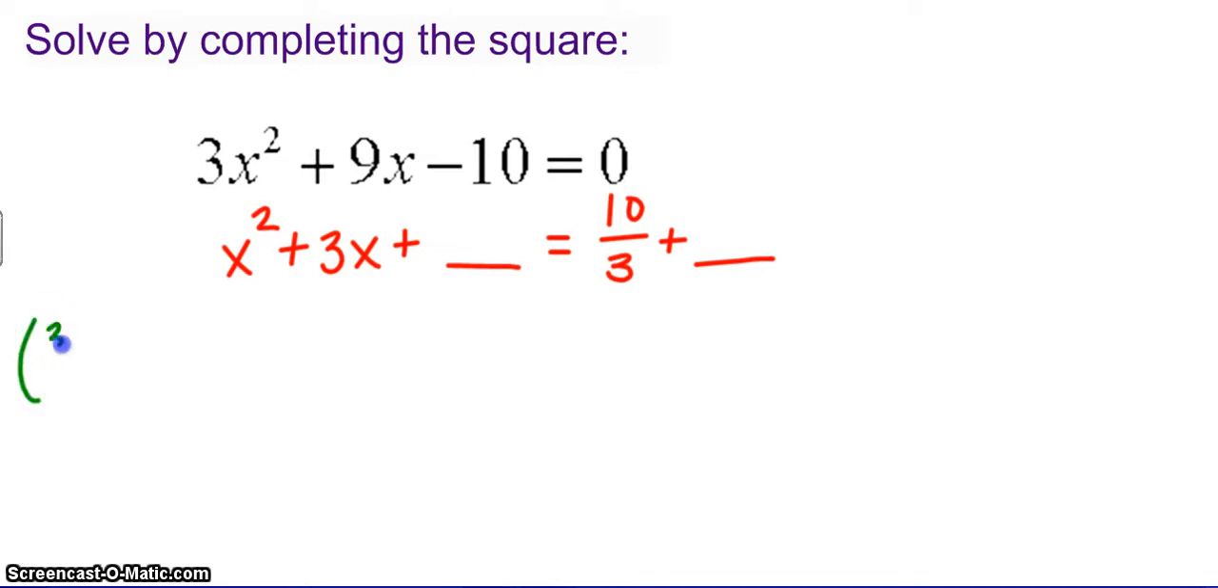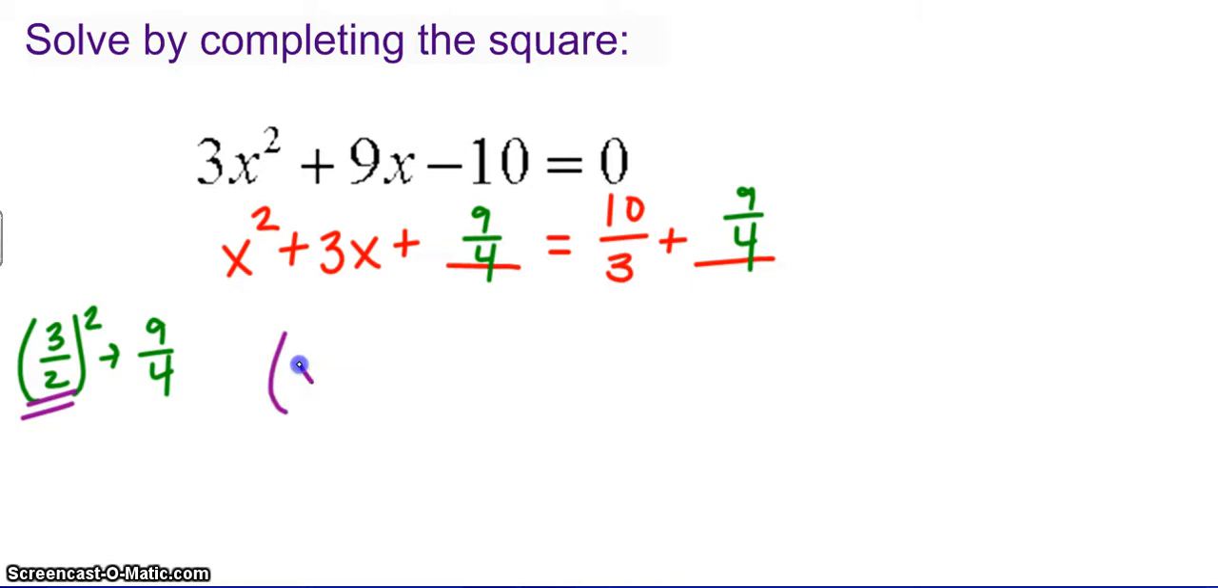So half of b would be 3/2. Squared is going to make 9/4. So 9/4 is what gets added. On this left side, remember this is the number right before you square it. That creates that perfect square trinomial. You could, if you want to, ask yourself what multiplies to 9/4 and adds to 3 and do all of that work. But if you just remember it's the number right before you square it, that'll make things easier.